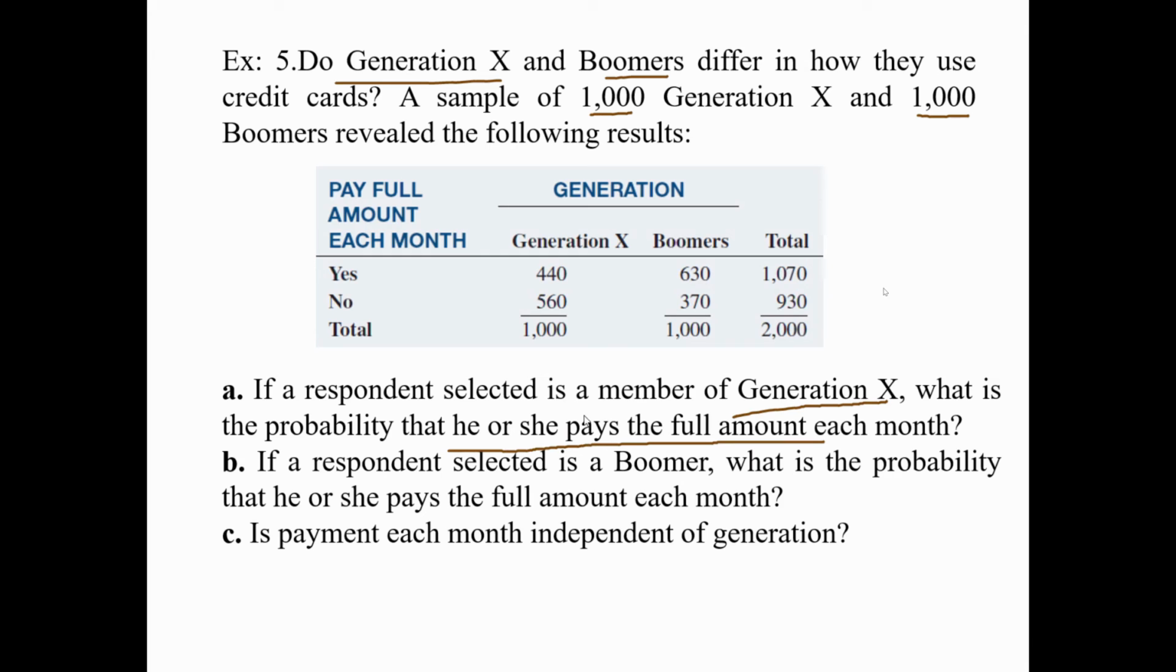So this is about conditional probability. The probability of paying the full amount given that he is from Generation X. The respondent selected is a member of Generation X, so we are looking at Generation X. We know that the event that has occurred is Generation X. Now you are asked to find the probability of who pays the full amount each month from Generation X. What will be your answer for this?